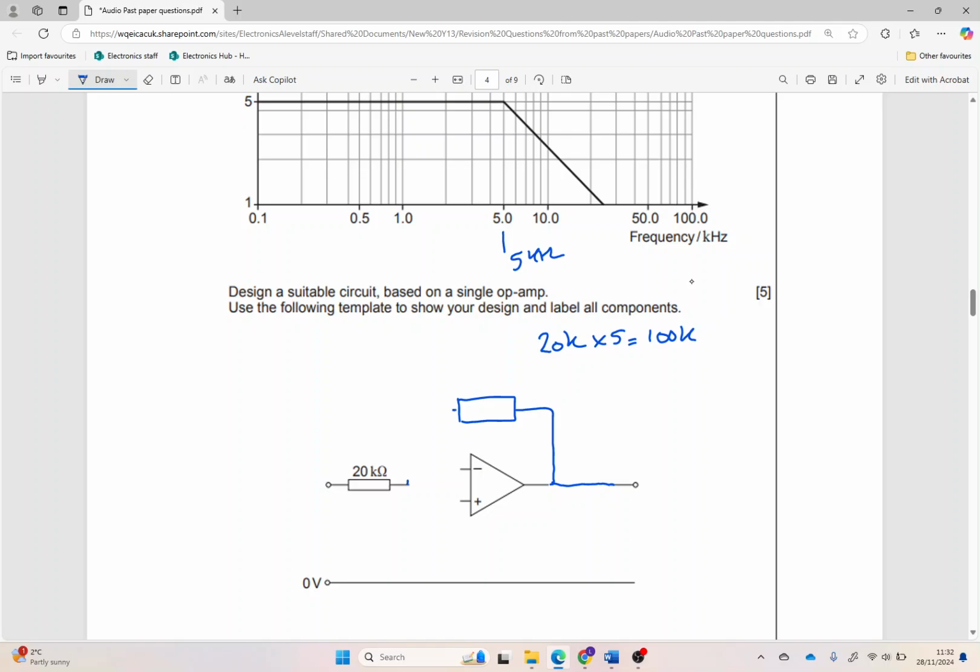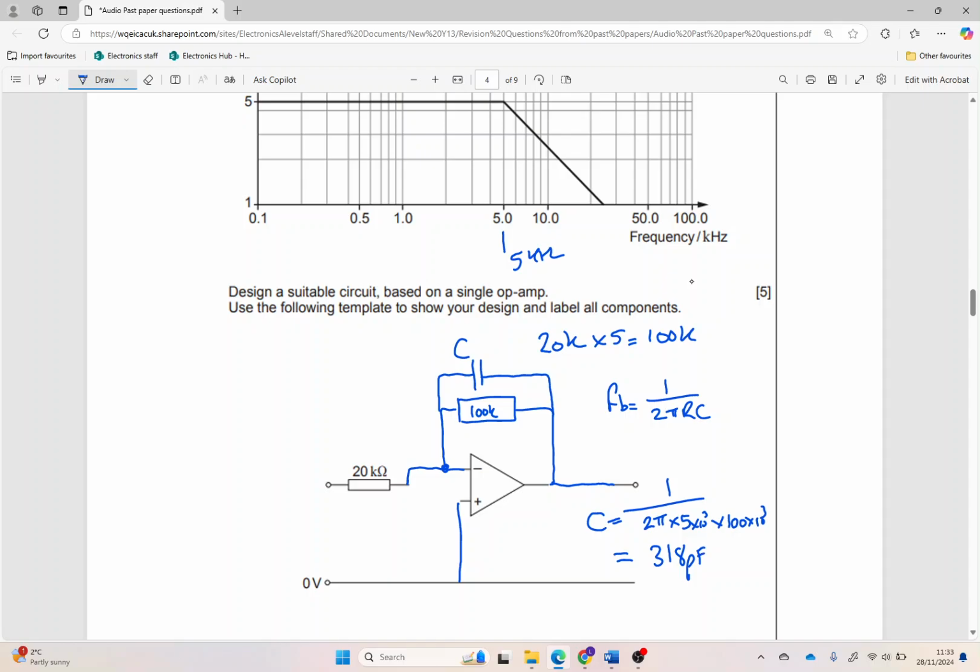This is just a treble cut filter or a low pass, depending on how you want to call it. For a treble cut filter, the capacitor is going to go on top like so, with the 100k there. So I've got my value of C to find. We know that the break frequency equals 1 over 2 pi RC, but we'll swap it around, so C is equal to 1 over 2 pi times the 5 kilohertz break frequency multiplied by the resistor associated with the capacitor, so that's my RF, 100k. That gives me 318 picofarads as C.